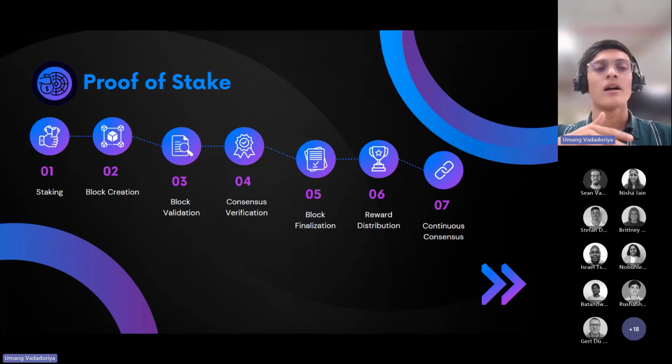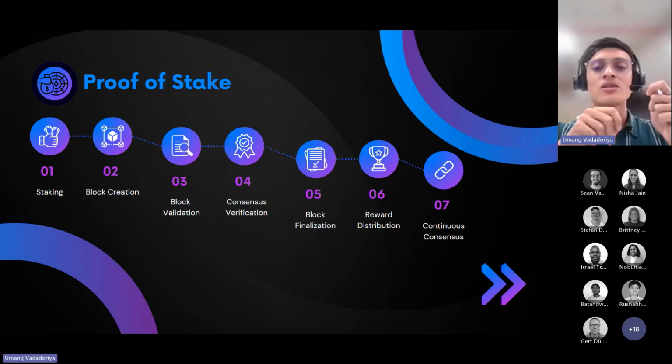In the fourth step, consensus verification. After the validator gives the thumbs up on their proposed block, they share it with the rest of the network. But the show isn't over yet. Every validator must double check and ensure everything looks good. If the majority of validators give their stamp of approval, the block is officially added to the blockchain. It's like the community coming together and saying, yep, this checked out.